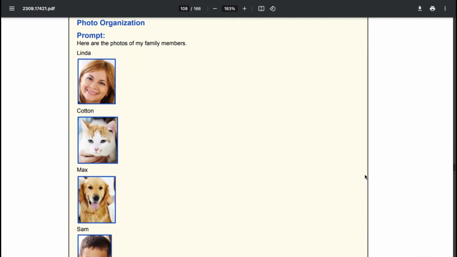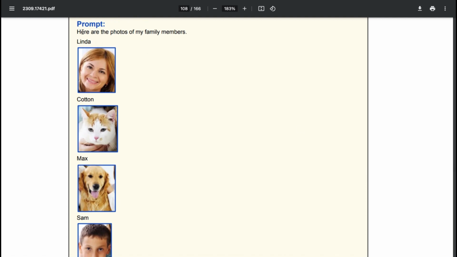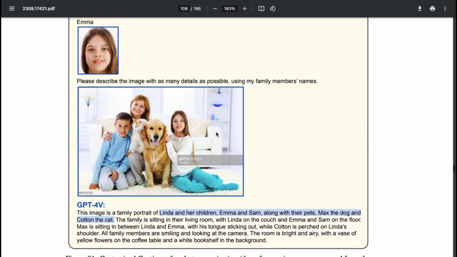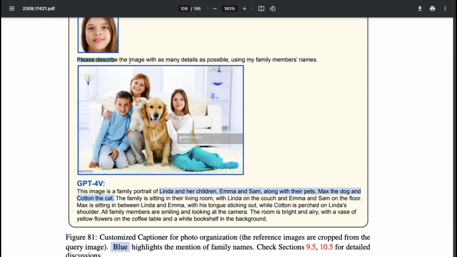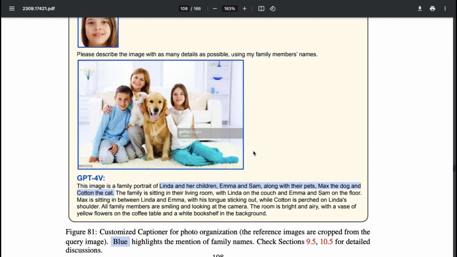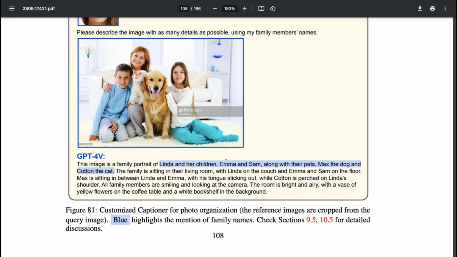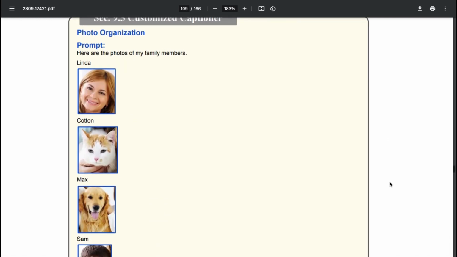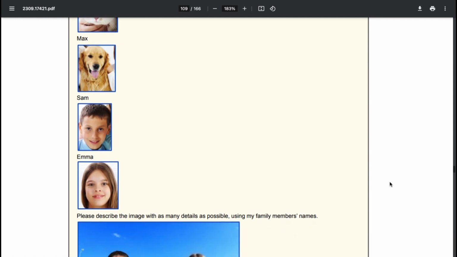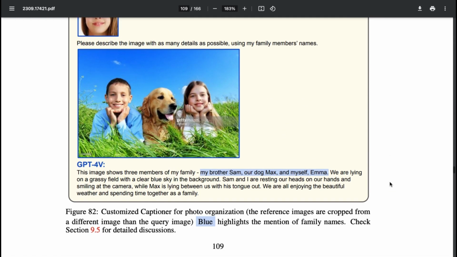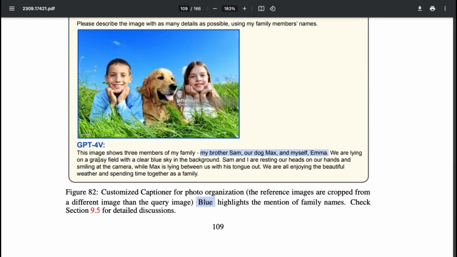There's also a customized captioner example. So here you said, please describe the image with as many details as possible using my family members' names. And you get a very good output here. You see another example here, individual images, and then the result. It identifies the faces correctly.